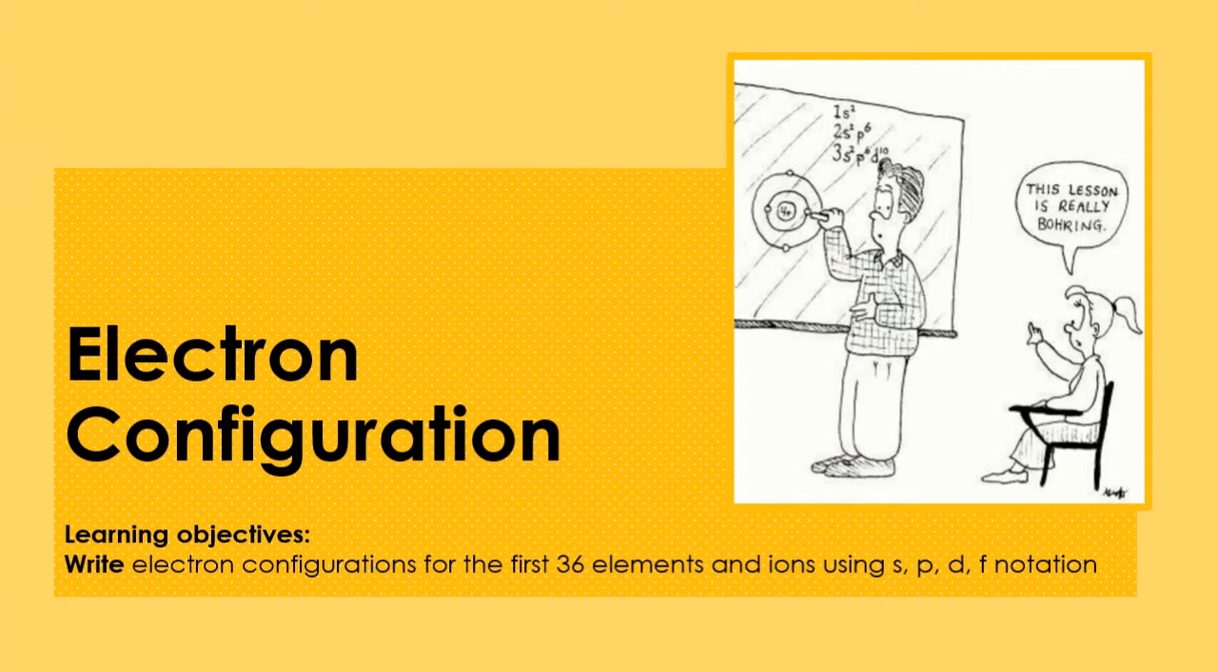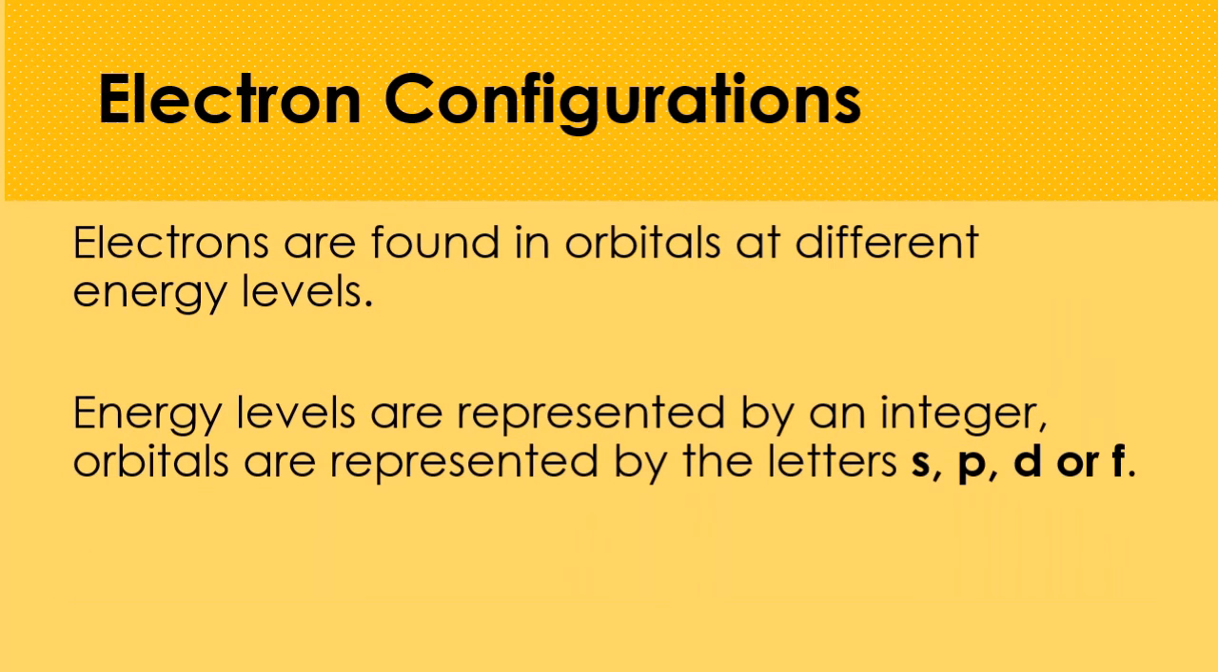Hi, this presentation will walk through how electrons are being filled in an orbital, especially for the first 36 elements using SPDF notation. First of all, we need to relate that the space where we can find the highest probability of electrons is called orbitals.